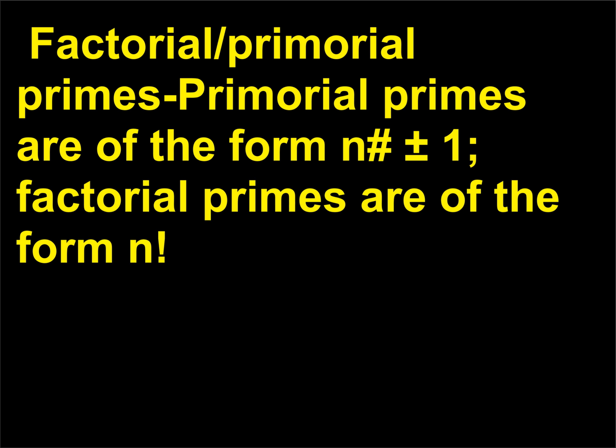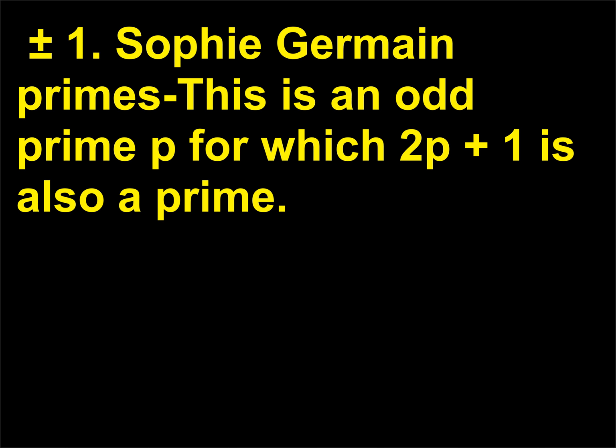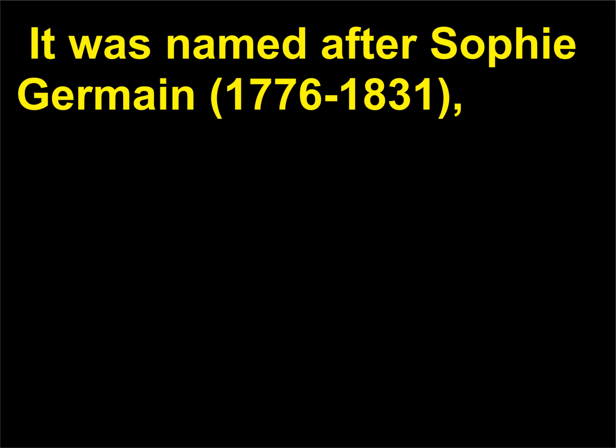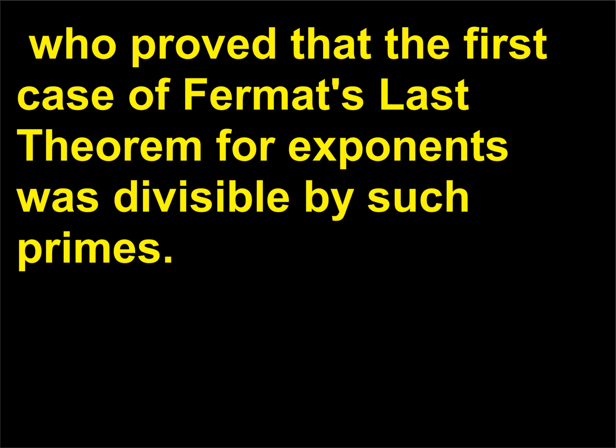Factorial/primorial primes. Primorial primes are of the form n# plus or minus 1, factorial primes are of the form n! plus or minus 1. Sophie Germain primes. This is an odd prime p for which 2p plus 1 is also a prime. It was named after Sophie Germain, 1776 to 1831, who proved that the first case of Fermat's last theorem for exponents was divisible by such primes.